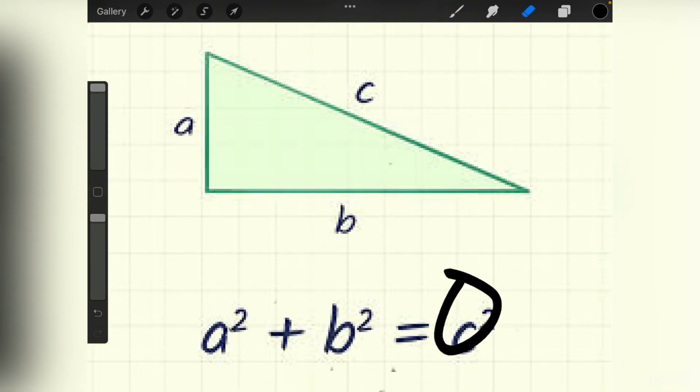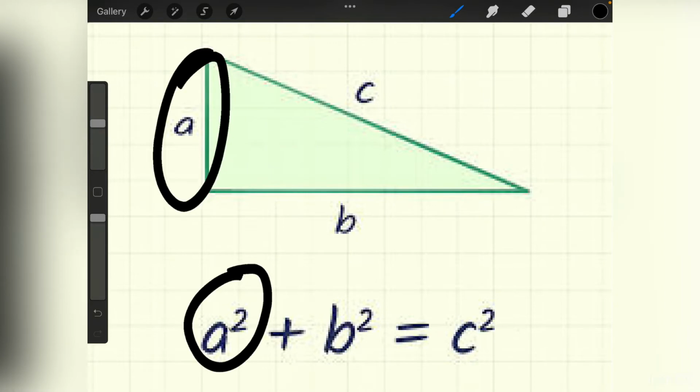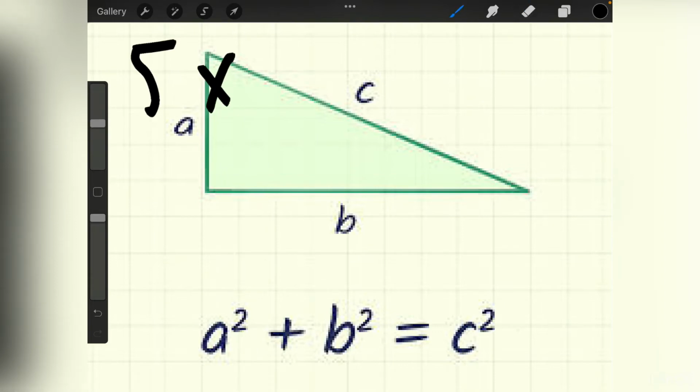This may have been a bit confusing because I don't feel like I really explained that well enough. Let's just go through this step by step. So first, A squared. What is A? Well, the height. So let's say that the length of this line is going to be 5, whatever units of measurement you want to use. To square 5 is to times 5 by 5.